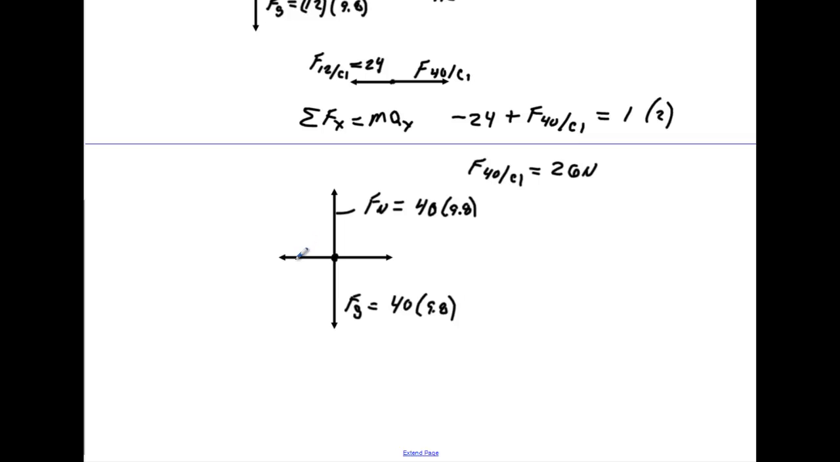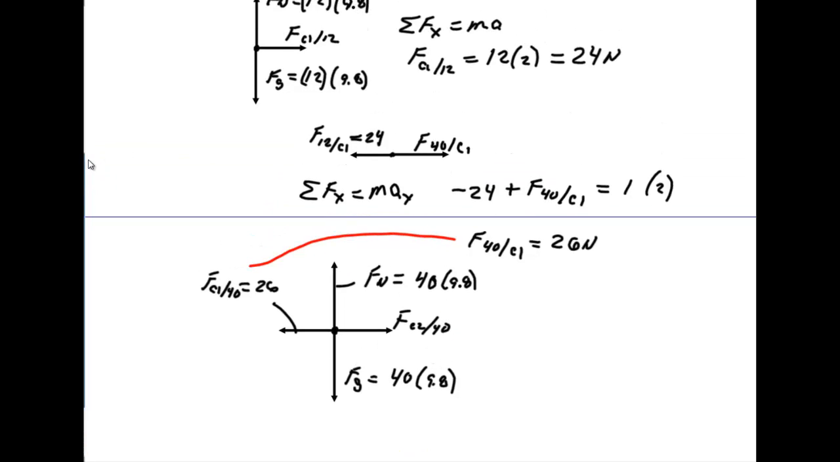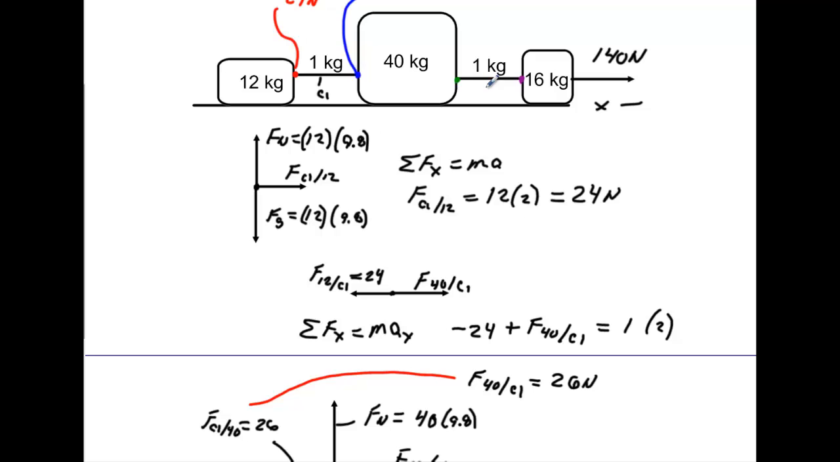So this one here would be the force that C1 is placing on the 40, and we've already defined that as 26 newtons right here. And again, I'll do this in a different color. This is a force pair right here. Okay, and now we'll have the force that C2 is placing on the 40. What I'm doing on this one, I'm just letting this one here be C2.